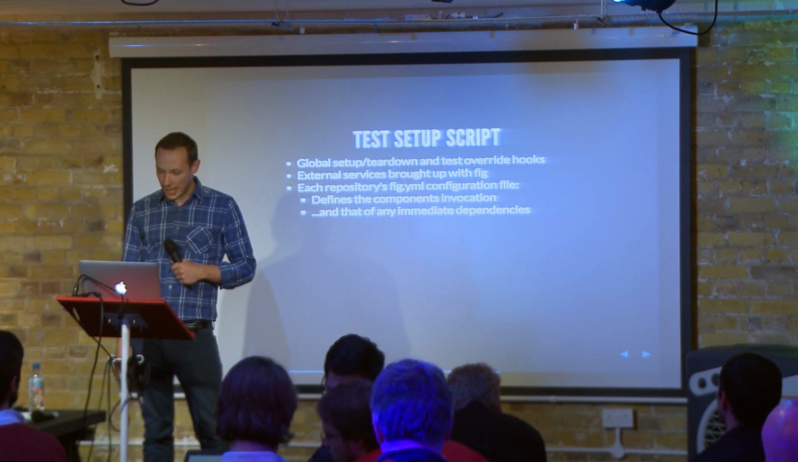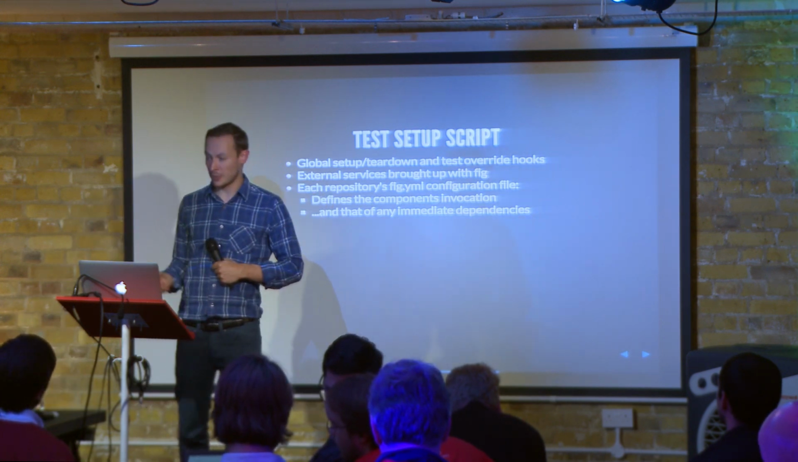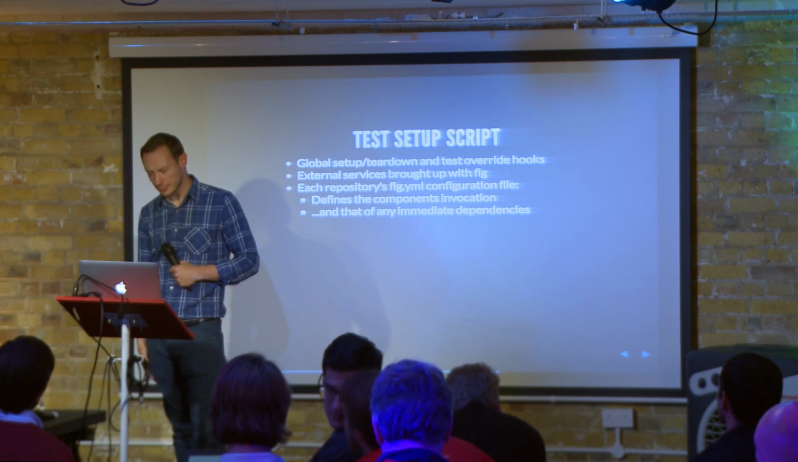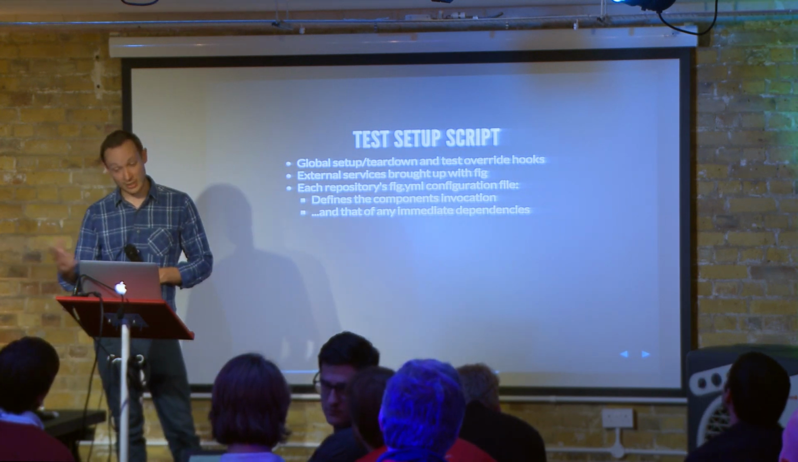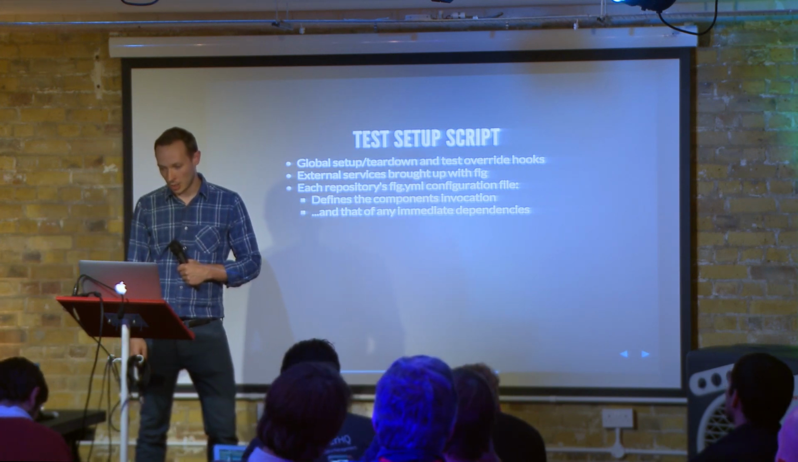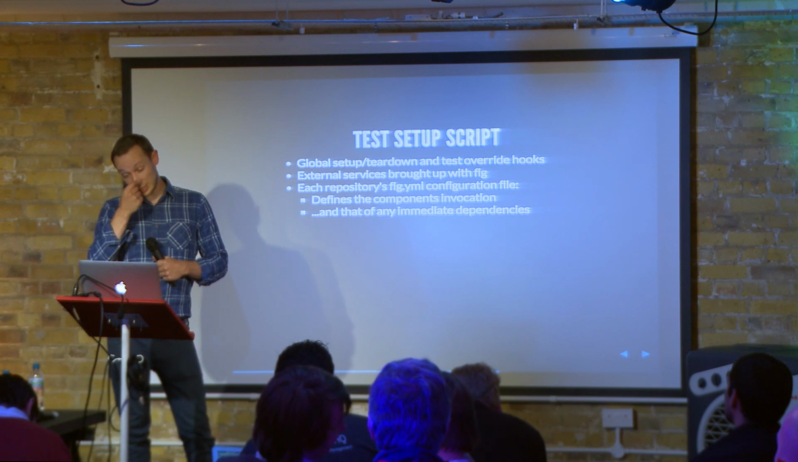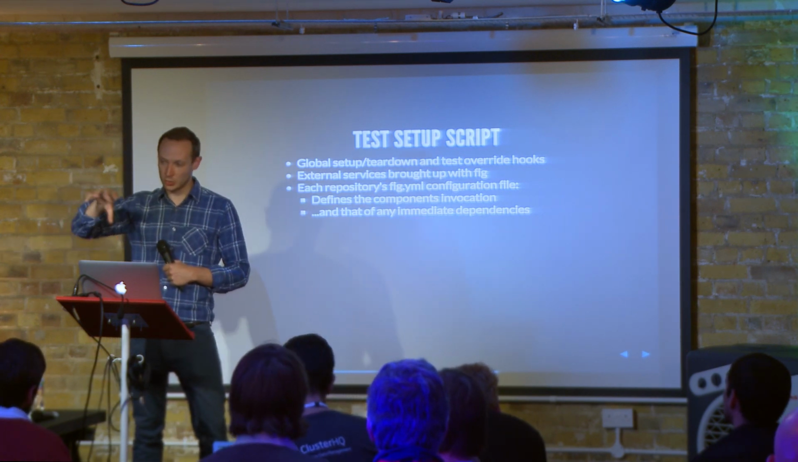So going back to the testing process, the first thing this test runner does is check for the presence of a bash script. And that bash script does global setup and teardown and has a test override hook, irrespective of the test framework being used. The reason you need to do this is because there's various things that you don't want to have to build into your test file itself.